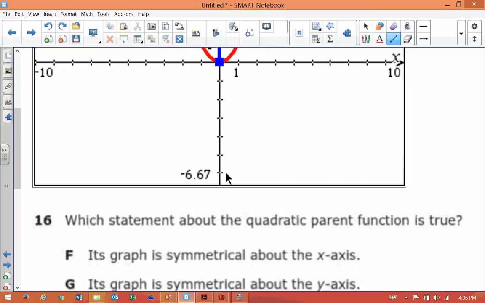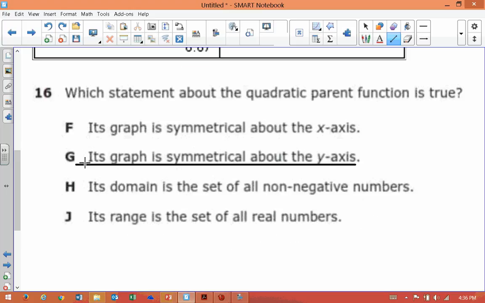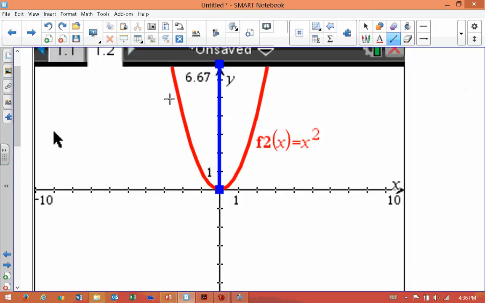So the only statement that is true is that its graph is symmetrical about the y-axis, and you can tell that just from what I drew here.